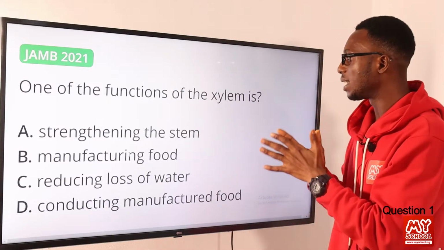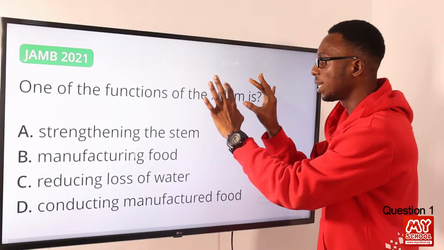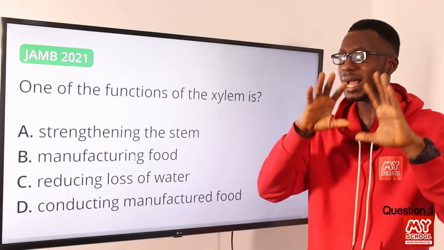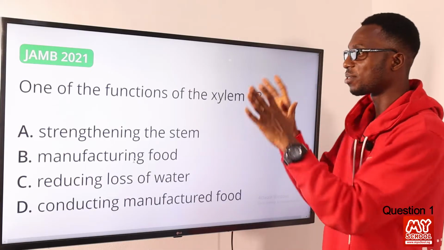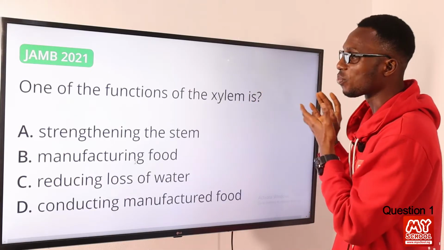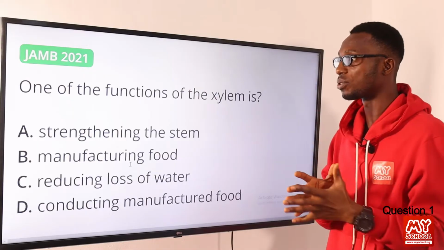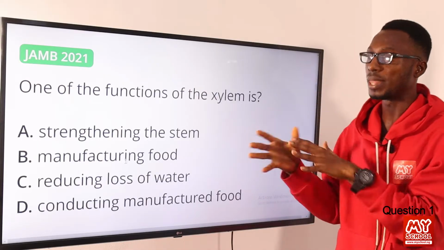And when you talk about the cell types that make up the xylem tissue, you are talking about the tracheids, your fiber, your vessels, and your parenchyma. So one of the functions of xylem is what? Strengthening the stem. So the correct option here is option A, the strengthening function.